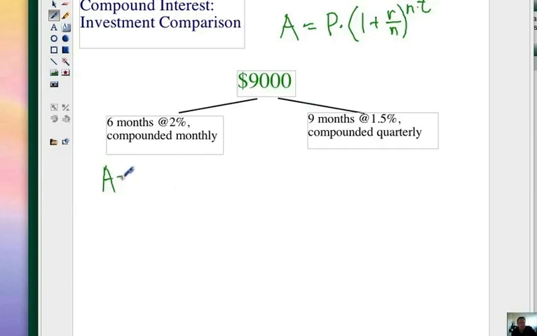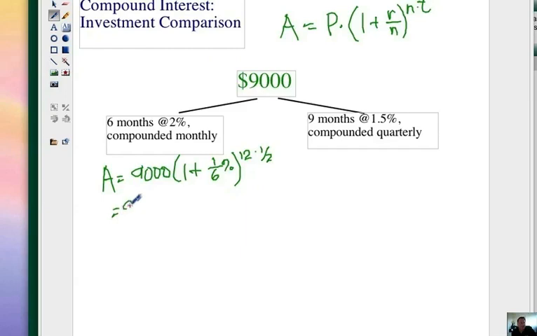Now in the first situation, we're going to take our principal, 9,000, and we're going to put in parentheses 1 plus. Now it's 2%. Compounded monthly that means it happens 12 times a year. So 2% divided by 12 is actually 1 over 6%. We're going to do some converting here in just a second. But the exponent is nt. n, number of times compounded in a year, and 6 months is a half a year. All right, so we just have to kind of simplify this whole mess.